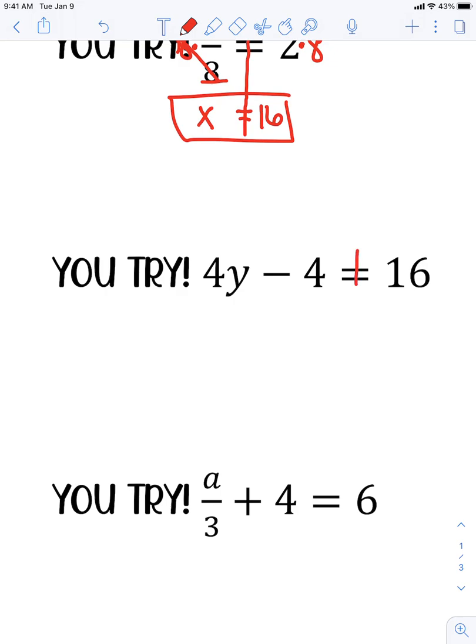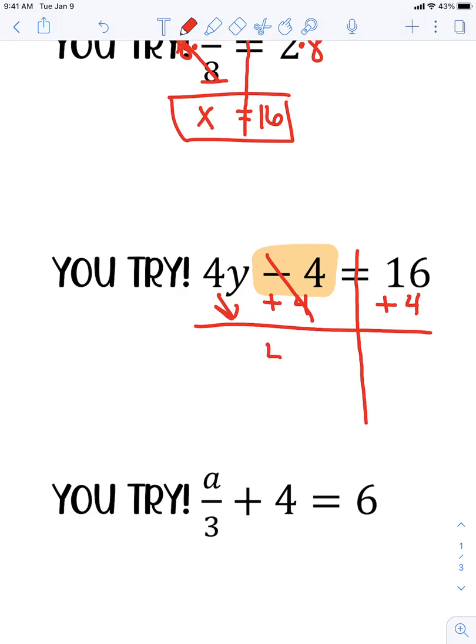So first, you should have drawn a line through the equal sign. Again, you want to see that we want to move the negative 4 to the other side. Okay, since it is a negative 4 or a minus 4, we're going to add 4 to both sides. When we do that, negative 4 plus 4 is 0, so it zeroes out. We drop down our variable for y, and I add 16 plus 4, and I get 20.